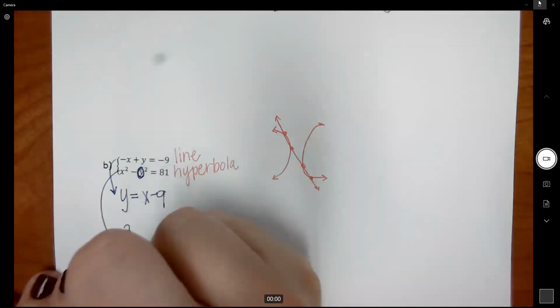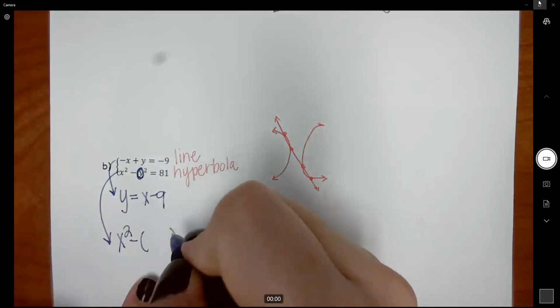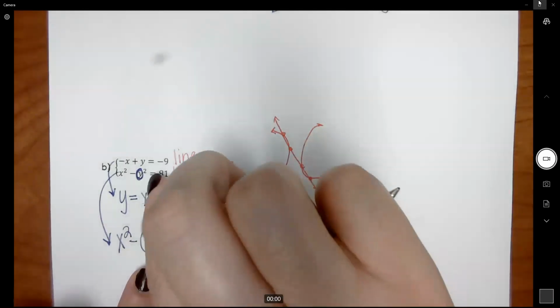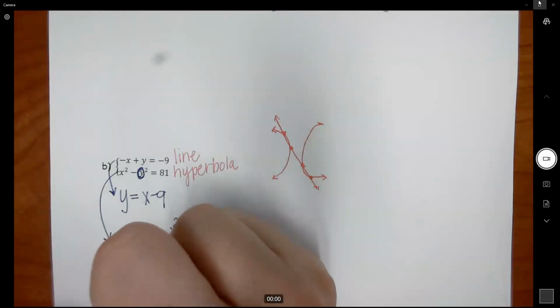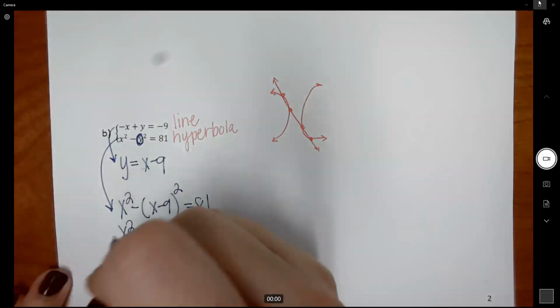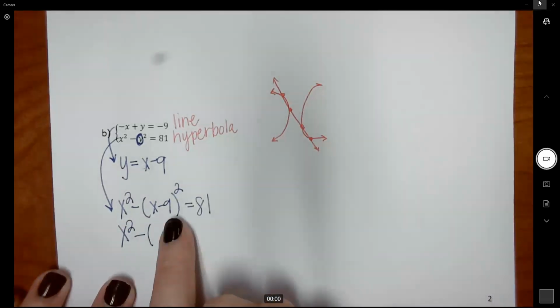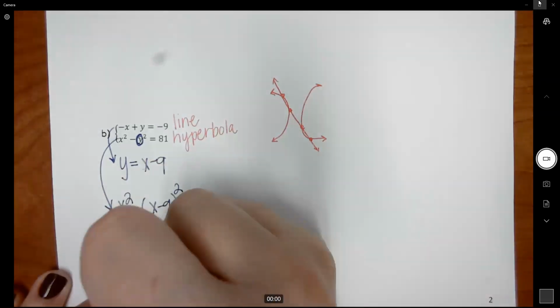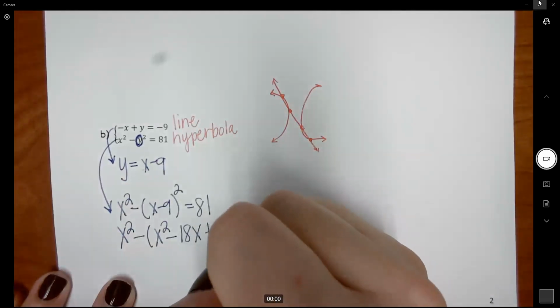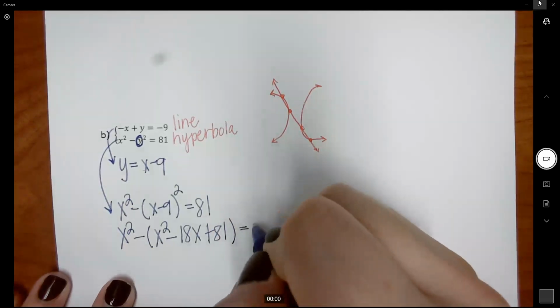So I get x squared minus y squared equals 81. Plug in your y where you see your y, which is x minus 9. So we get x squared minus, okay, x minus 9, quantity squared is not x squared plus 81. You have to expand this out to x minus 9 times x minus 9, FOIL, combine your like terms, and we get x squared minus 18x plus 81, and that equals 81.